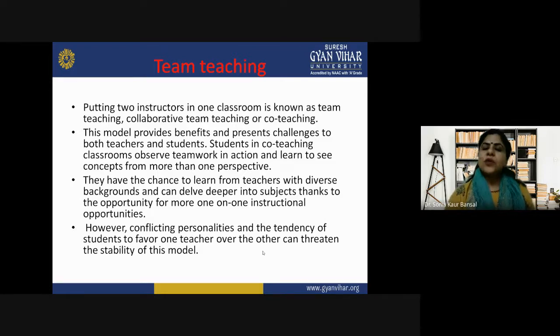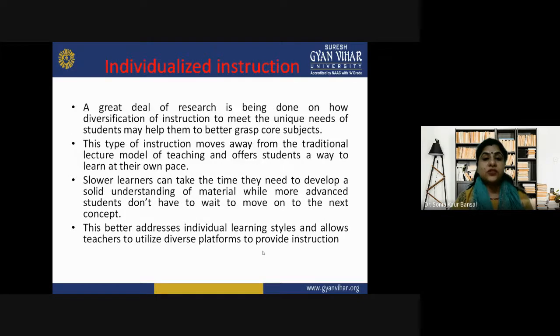However, conflicting personalities and the tendency of students to favor one teacher over the other can threaten the stability of this model. But team teaching is really a wonderful concept. If teachers are teaching this way, then they are really following the recent trends of educational research.